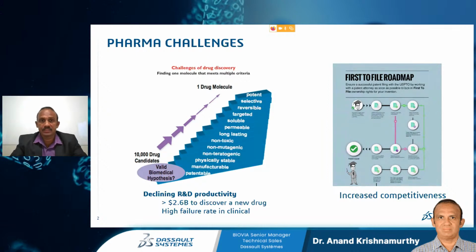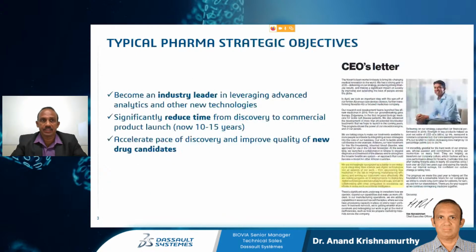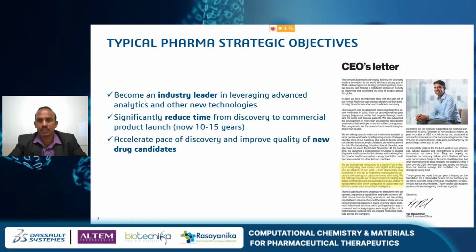And how do we address it? What are the different ways by which we can address it? This is one of the CEO's letters from Novartis. He's called Vas Narasimhan. Everybody would definitely know about him. The aspiration and strategy of their growth was to become an industry leader using advanced and new technologies, and to reduce the time from discovery to commercial, which is typically now 10 to 15 years.